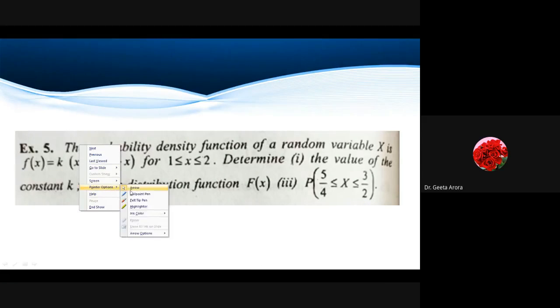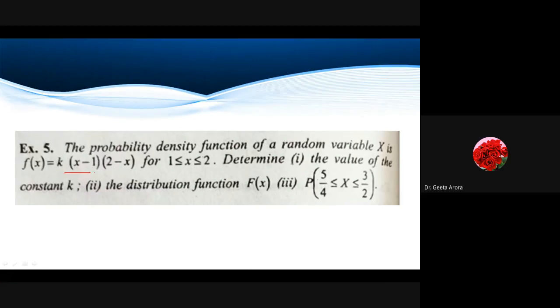Here we have the probability density function of a random variable given by this function f(x) = k(x − 1)(2 − x), and it is given for x lying between 1 and 2. Correct? We are asked to determine the value of the constant k.